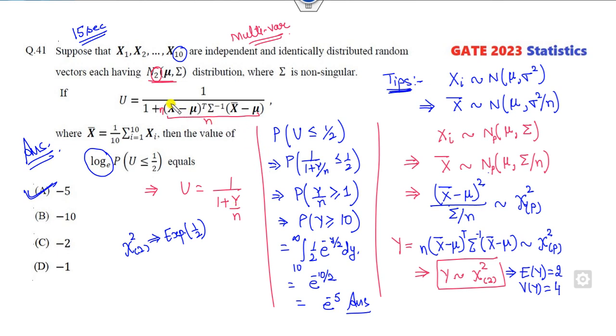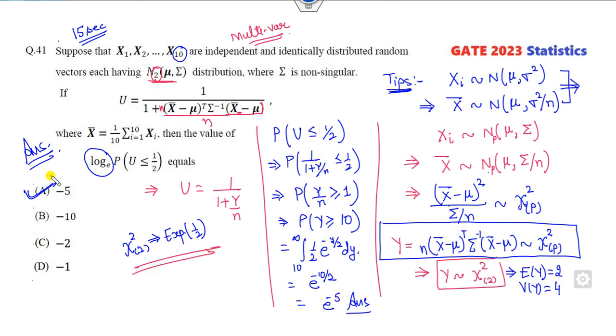So remember always, whenever there is x bar minus mu, it follows this normal distribution. Since it's a multivariate distribution, you can write it in this form. In this given statement n is not present, so I can multiply this term by n because n is a constant number, and divide it by n. So this numerator part becomes my chi-square distribution with degree of freedom p. I can write it in a simple manner. So the right answer of this problem is minus 5.